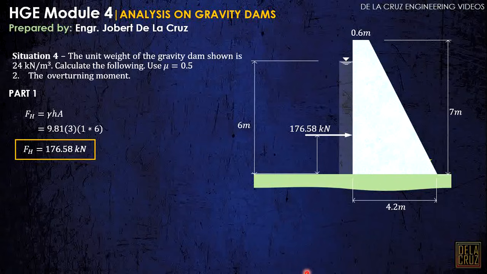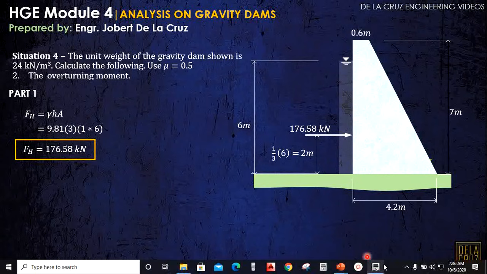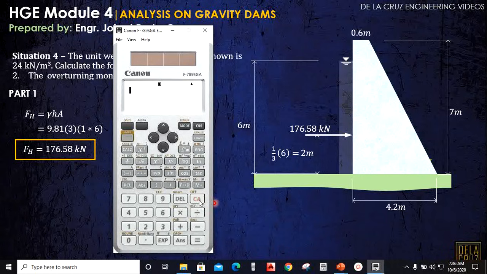Okay, so analyze this one. What is this? 1/3 of 6 meters, no? Or that is 2 meters. So actually you can just use the eccentricity formula. Okay, so what is our eccentricity? Isn't eccentricity measured from the centroid of this projected area to the force? So eccentricity is I over area times bar Y.